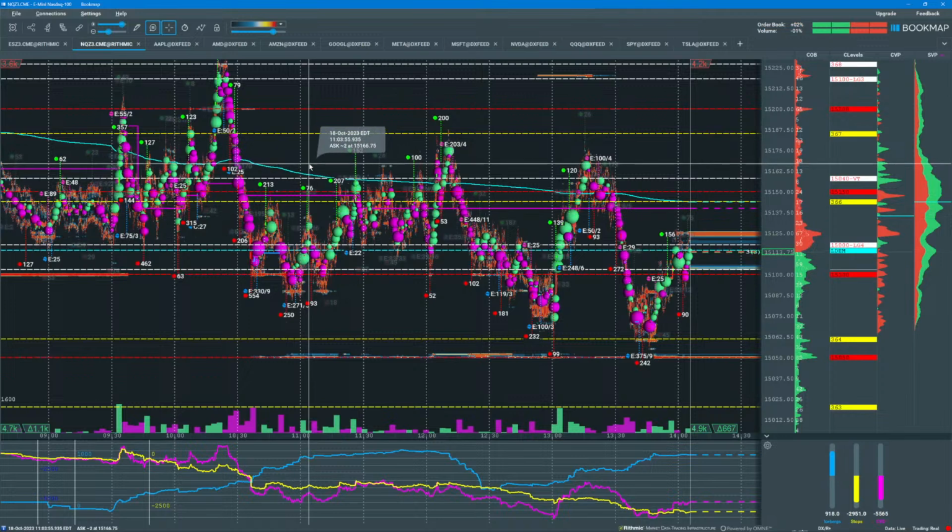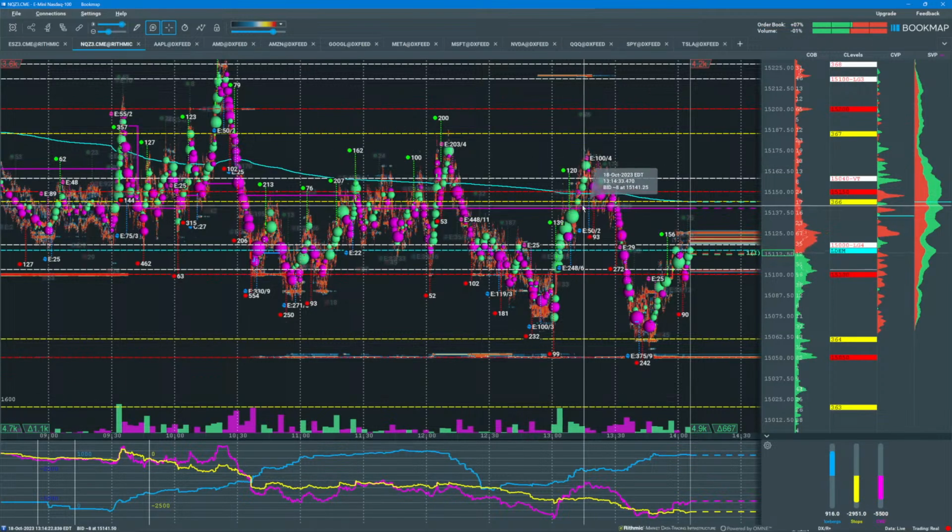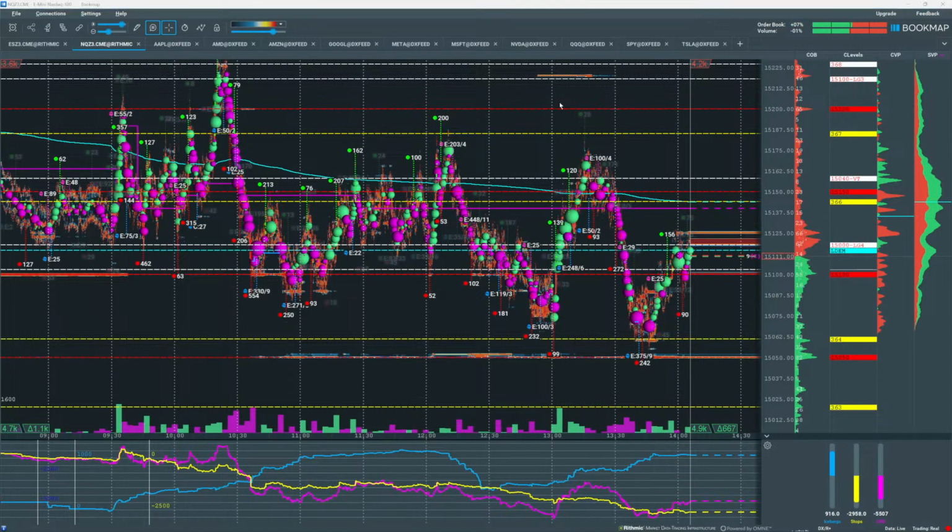All right, here's NASDAQ. And NASDAQ reversed lower at this 15,100 level, just below the 368 level. Let me zoom in on this.